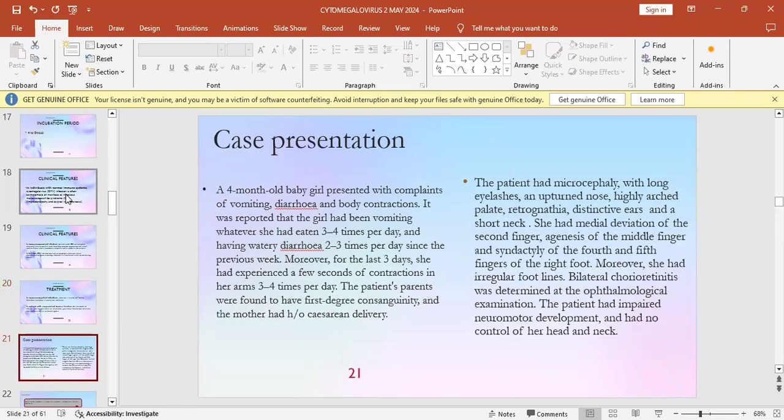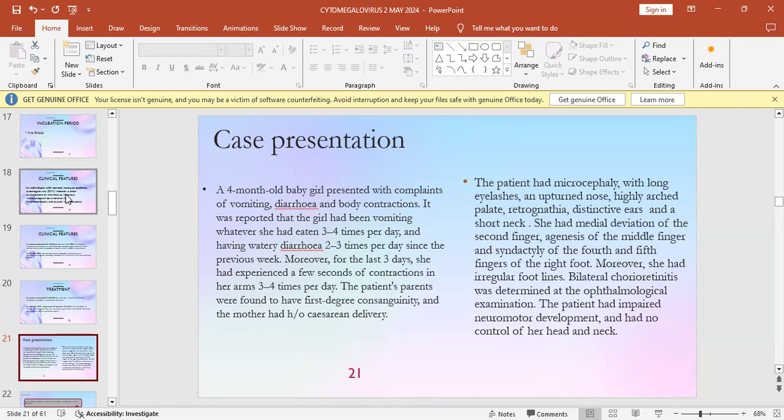Case presentation of a neonatal cytomegalovirus. A 4-month-old girl presented with complaints of vomiting, diarrhea, and body contractions. It was reported that the girl had been vomiting whatever she had eaten 3 to 4 times a day and having diarrhea 2 to 3 times per day since the previous week. For the last 3 days, she had experienced a few seconds of contractions in her arms 3 to 4 times a day. The patient's parents were found to have a first-degree consanguineous marriage, and the mother had a history of cesarean delivery.